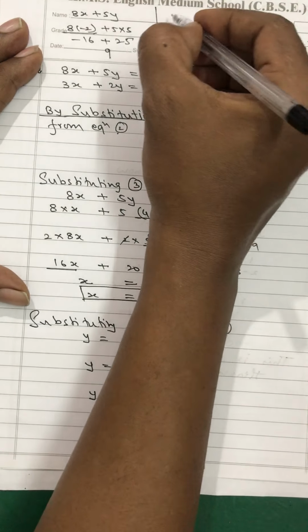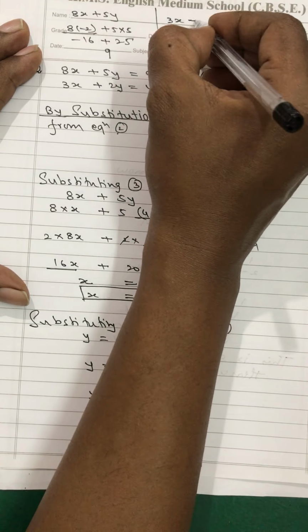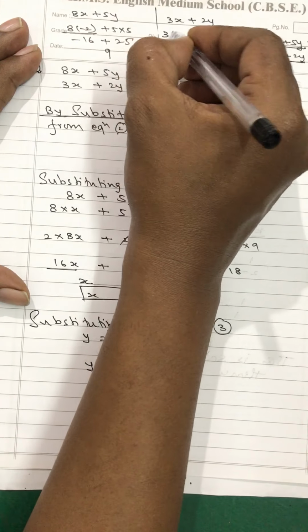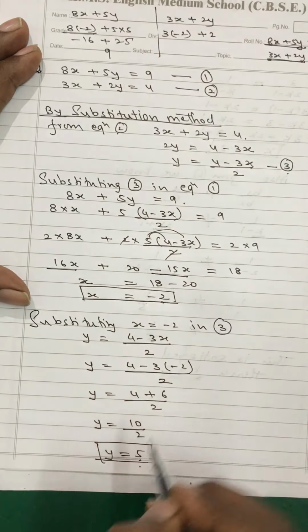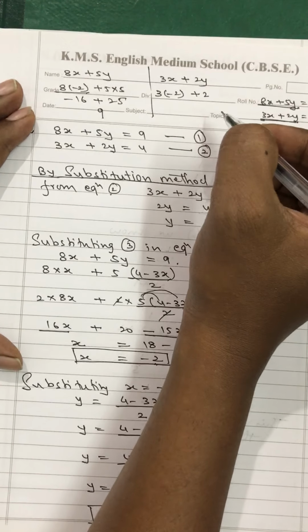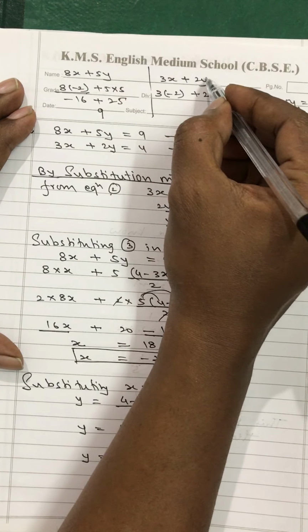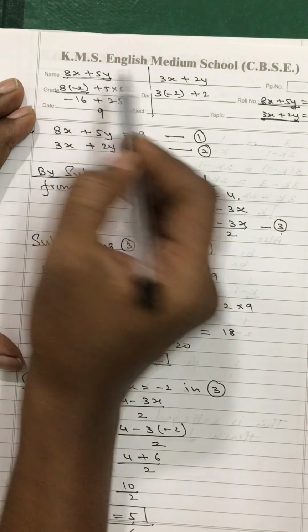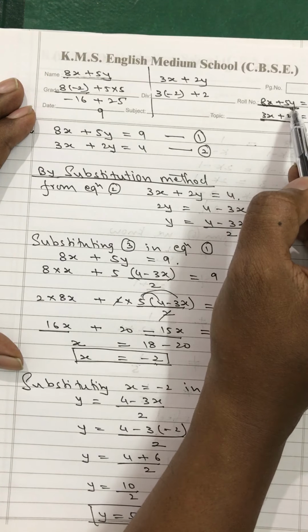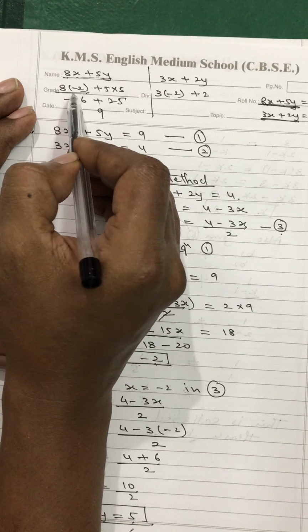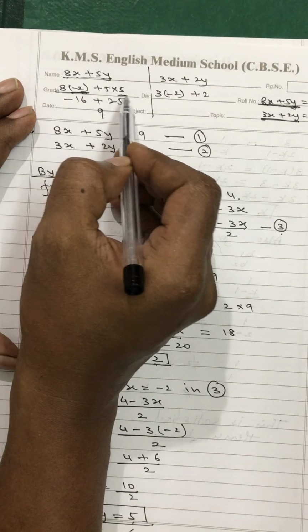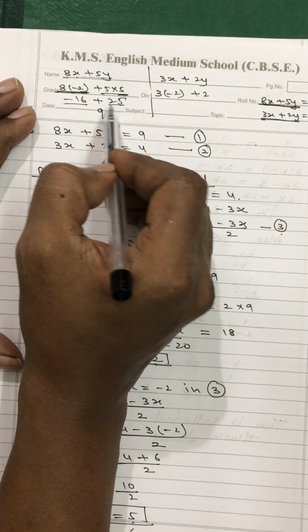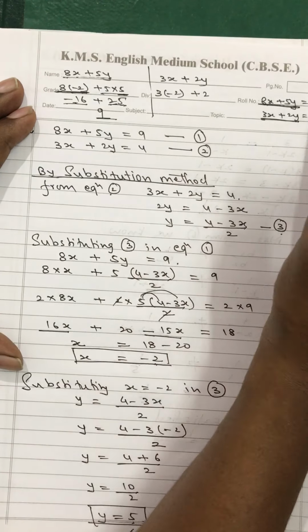Again, I will take the left hand side of this, 8x plus 5y, okay? So in place of x I write minus 2, in place of y I write 5. So 8 into minus 2 will give me minus 16, 5 into 5 will give me 25, and then this answer is 9, which is equal to 9.